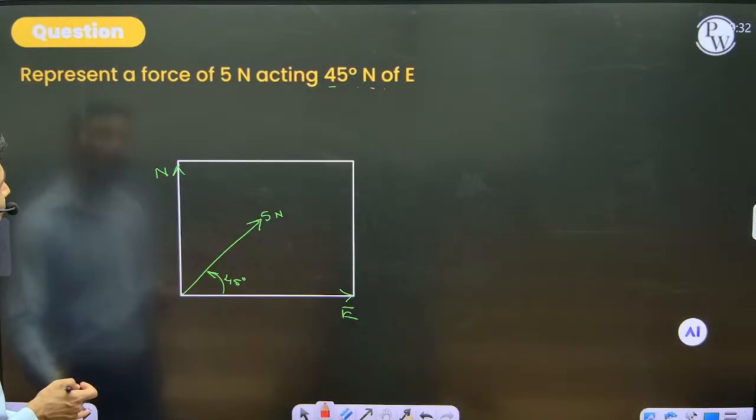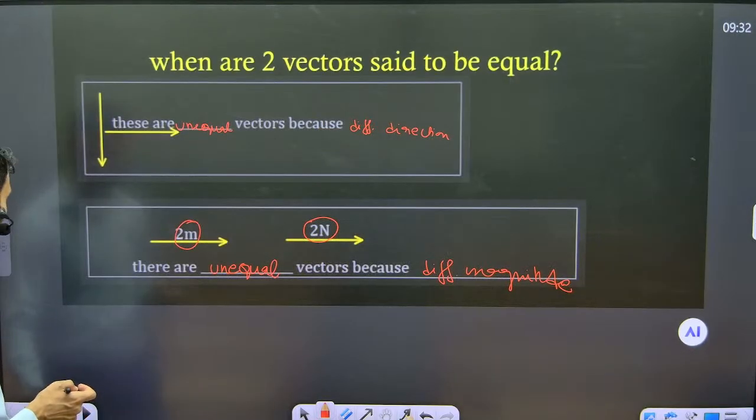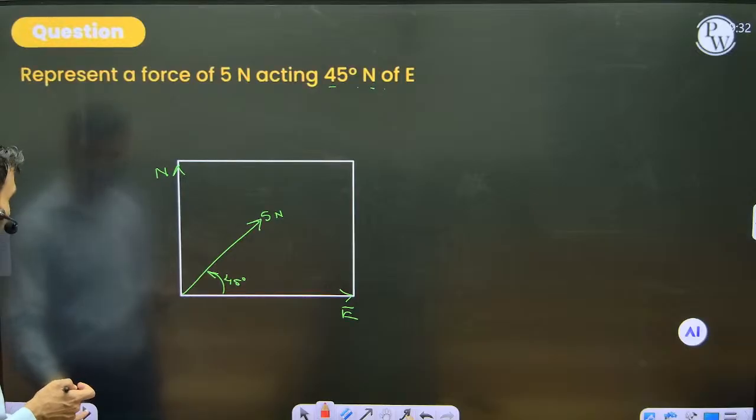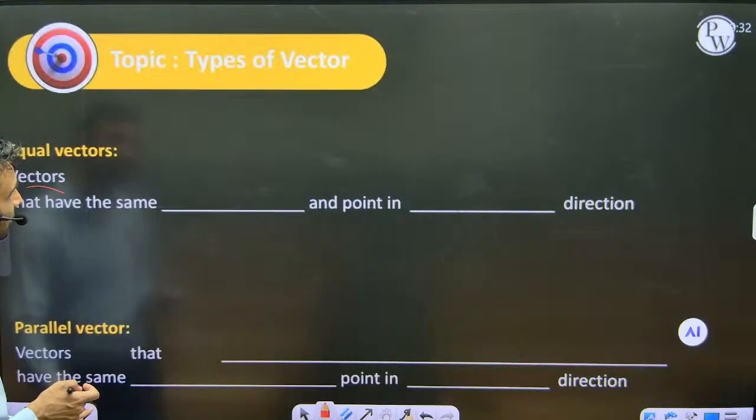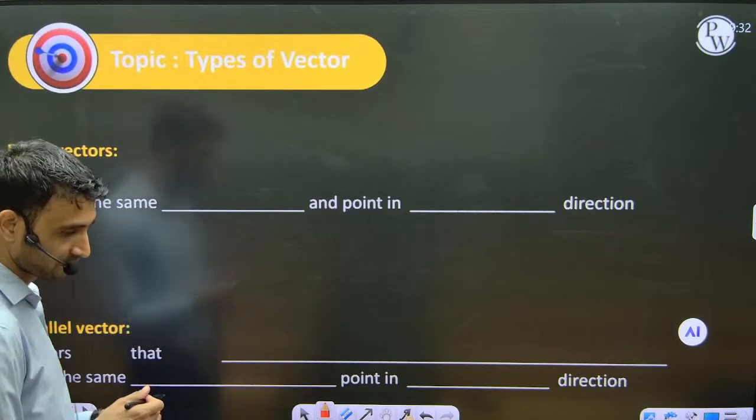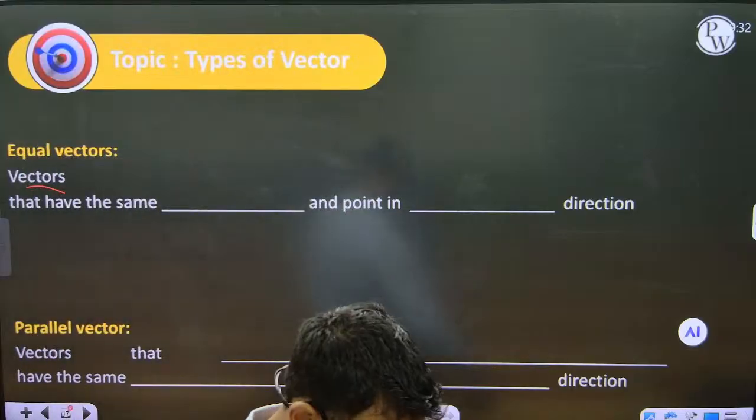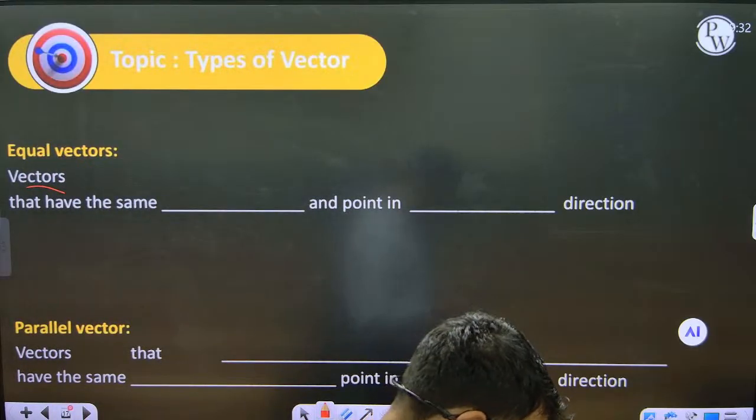Represent the force of represent the force of 5 Newton. Represent the force of 5 Newton. Represent the force of 5 Newton. Represent the force of 5 Newton.